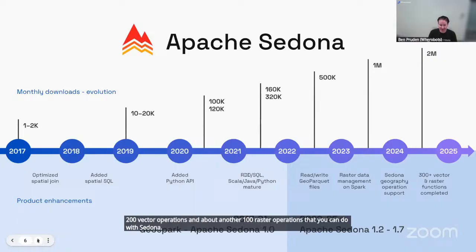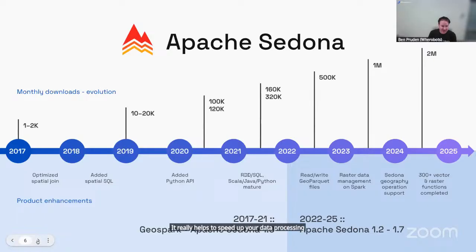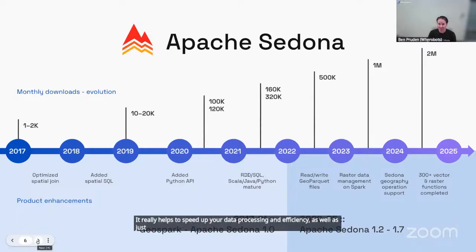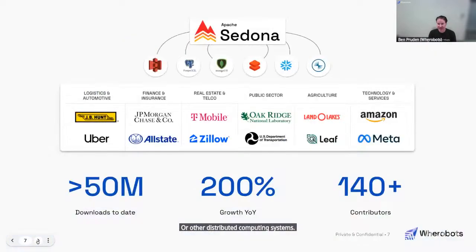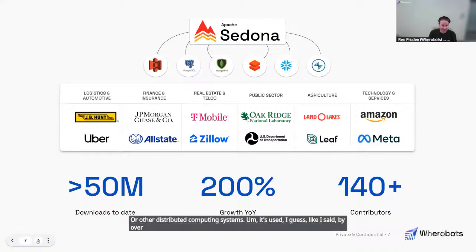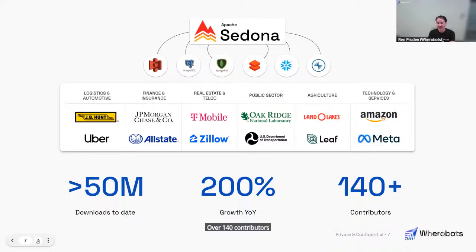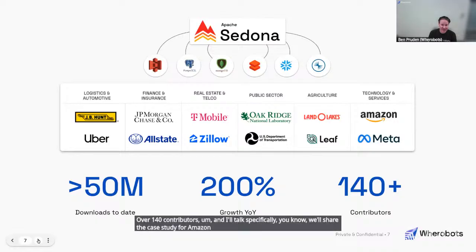That really helps to speed up your data processing and efficiency, as well as give you a whole workbench of capabilities on top of Spark or other distributed computing systems. It's used, like I said, by over 20,000 organizations. We've seen over 50 million downloads. We're seeing continuous growth year over year, over 200% growth, over 140 contributors. And we'll share the case study for Amazon, the last mile team specifically, at the end here today.